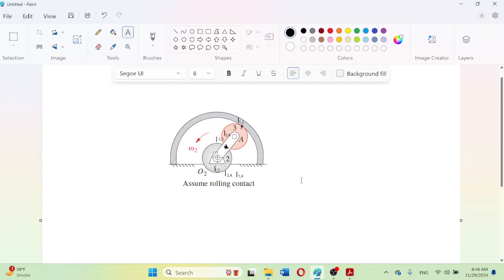In the exam some data may be given. For example, you can be given the angular velocity omega 2 and you are required to determine, for example, the angular velocity of link number 3. That will be quite simple, we can calculate here.